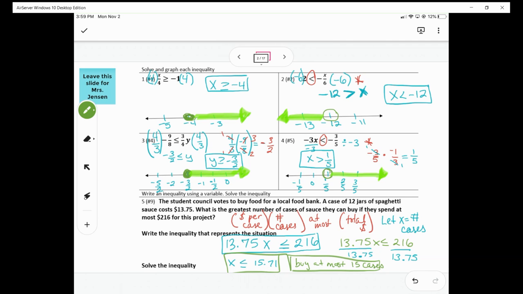That's it for the 2-3 Jamboard practice on solving one-step inequalities using multiplication and division.